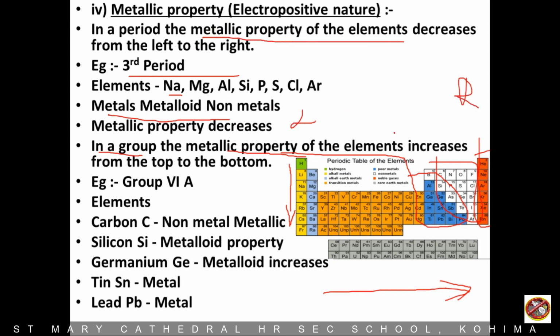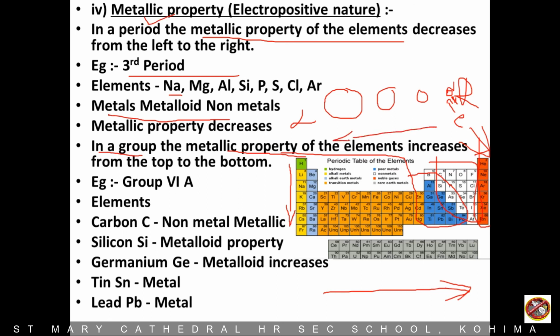Why is that so? Because, like we said, the size gets reduced. When the size gets reduced, the electrons in the outermost shell come too close to the nucleus. The nuclear charge holding them too tightly will prevent the electrons from going off and showing this metallic property.